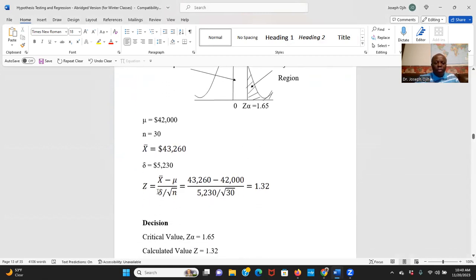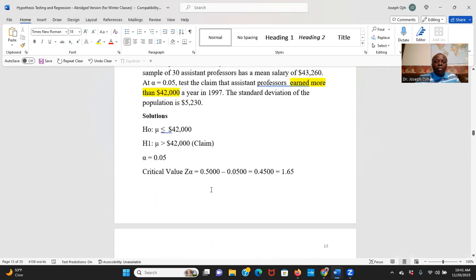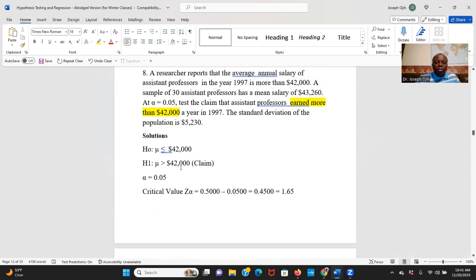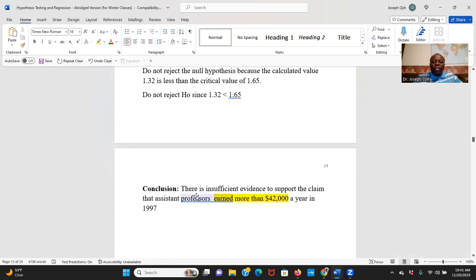Get your summary statistics and put them in the formula to run the test. Your answer is 1.32. Then you make a decision by comparing your answer to the critical value. If your answer is bigger than the critical value, you reject the null hypothesis. In this case, our answer is less than the critical value, so we do not reject the null hypothesis. That means the claim is incorrect. Then we make our conclusion that there is insufficient evidence to support the claim that assistant professors earn more than $42,000 a year in 1997.